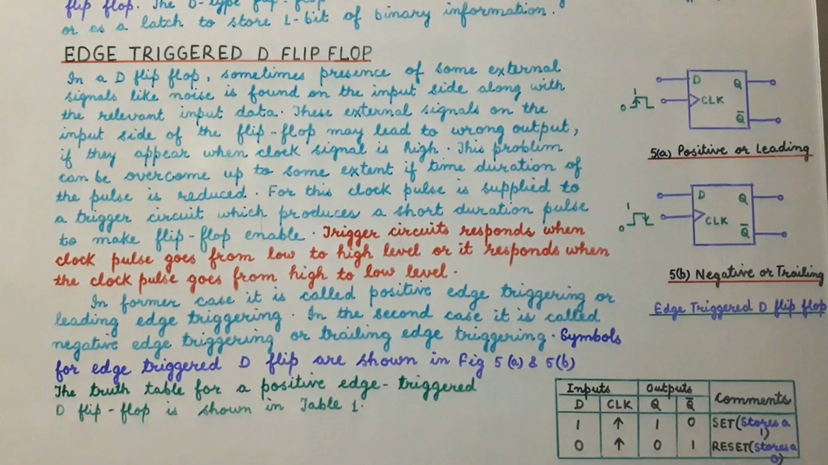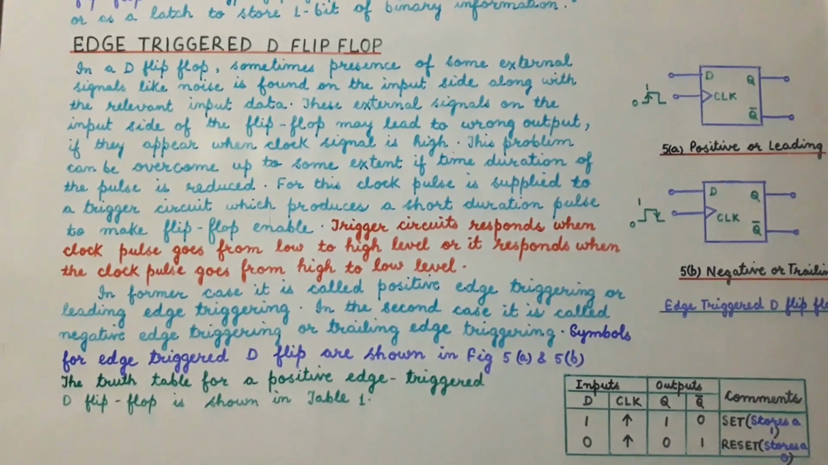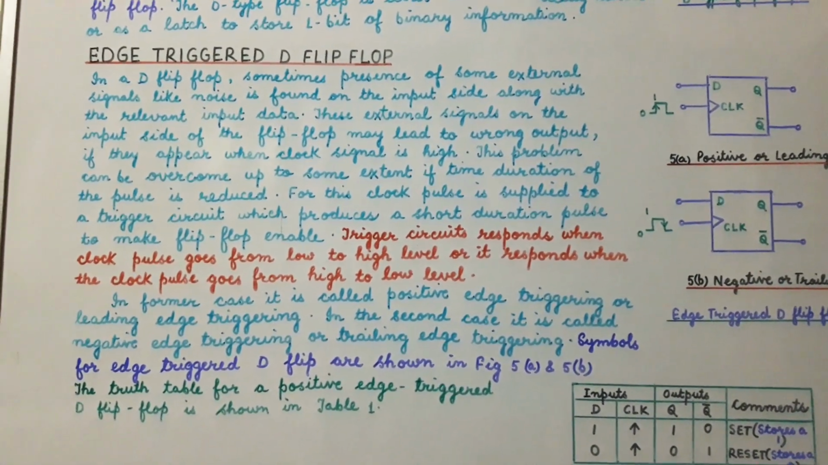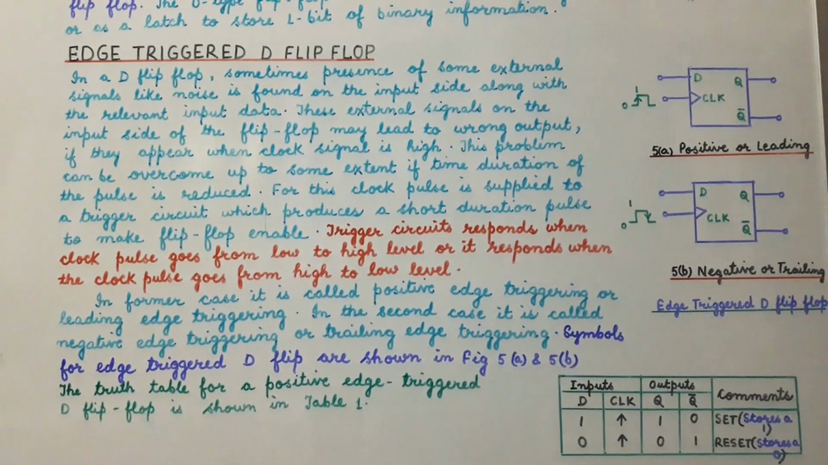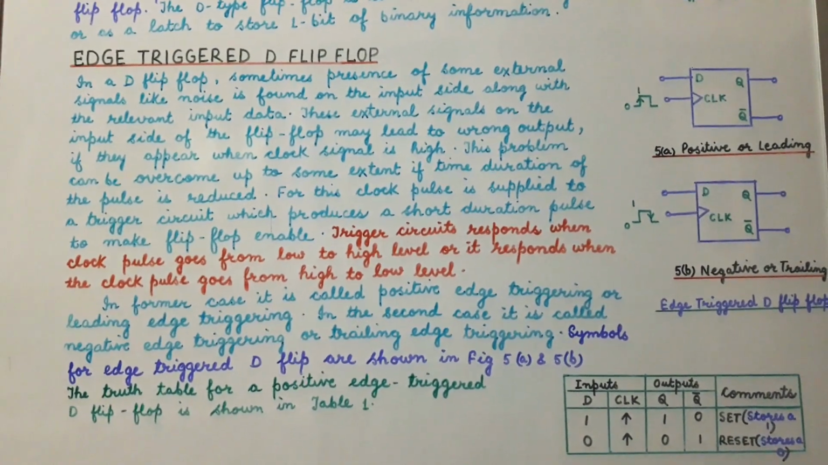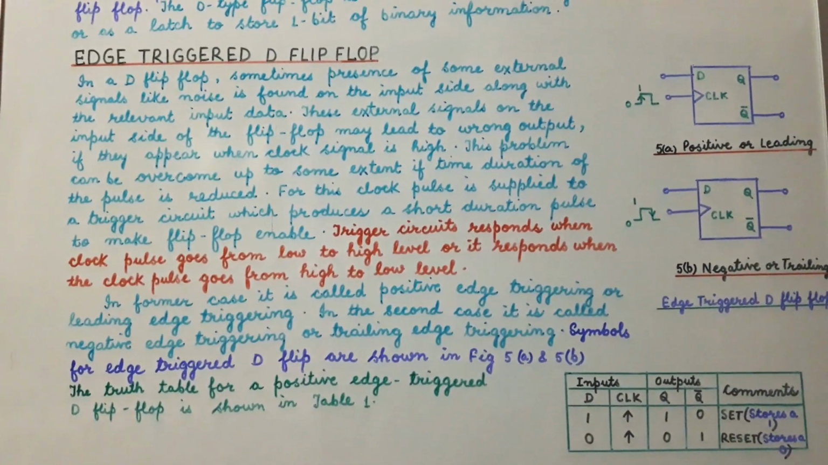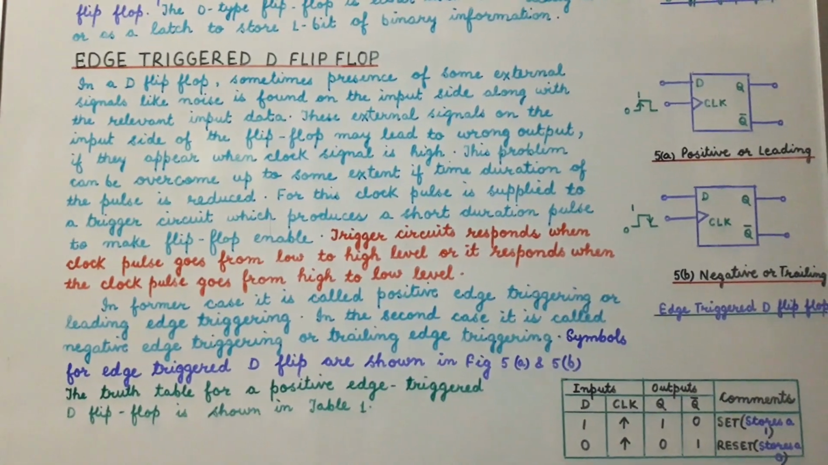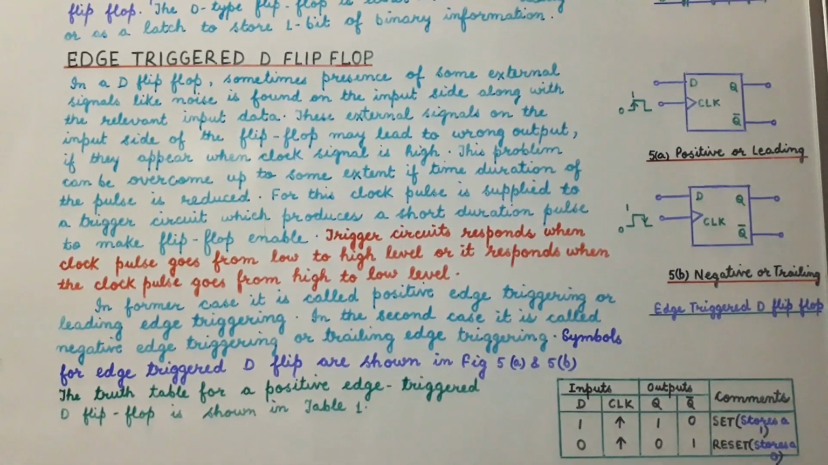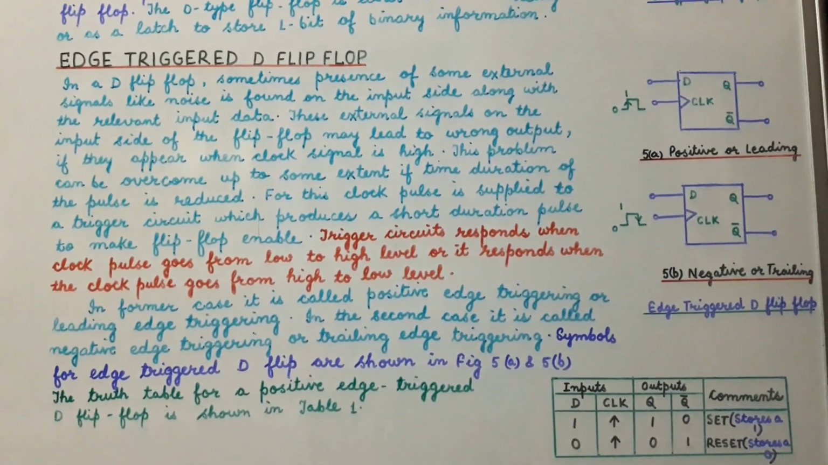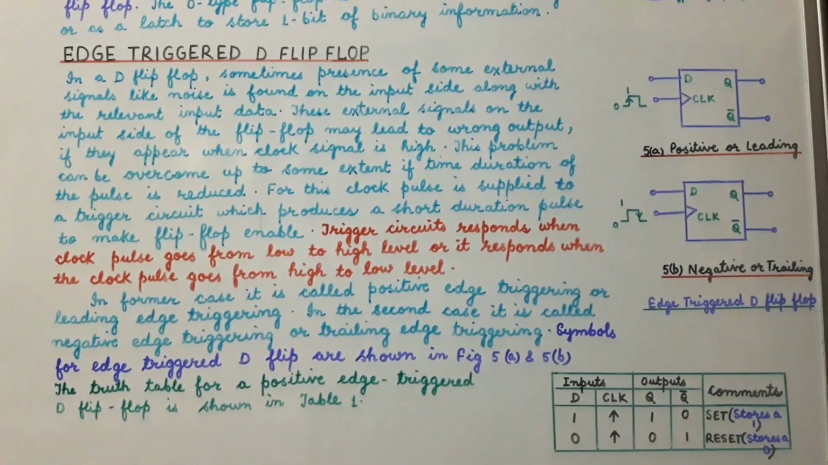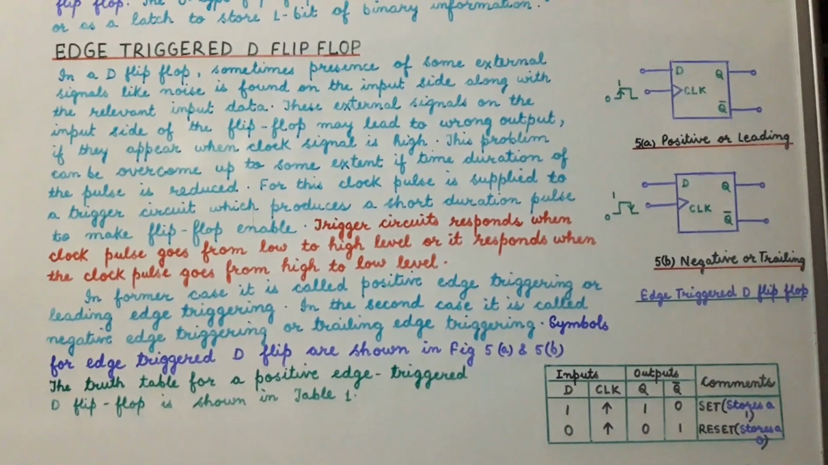The trigger circuits respond when the clock pulse goes from low to high level, or when the clock pulse goes from high to low level. In the former case, that is, when the trigger circuit responds when the clock pulse goes from low level to high level, this type of triggering is called positive edge triggering or the leading edge triggering. In the second case, when the trigger circuit responds when the clock pulse goes from high to low level, it is called negative edge triggering or the trailing edge triggering.